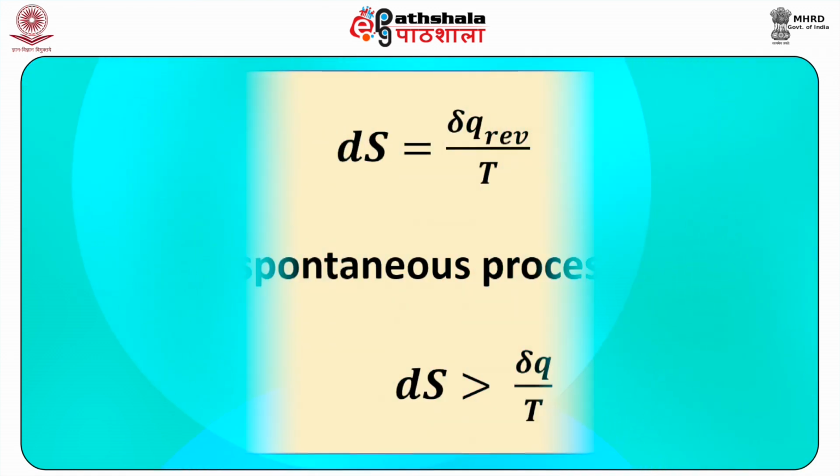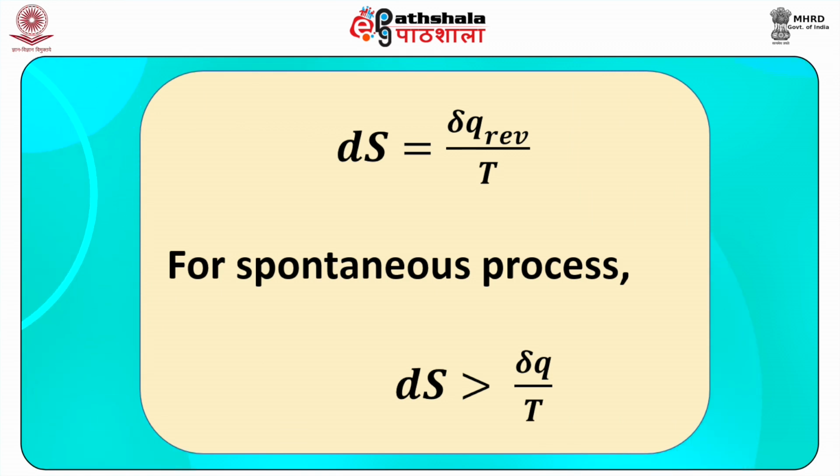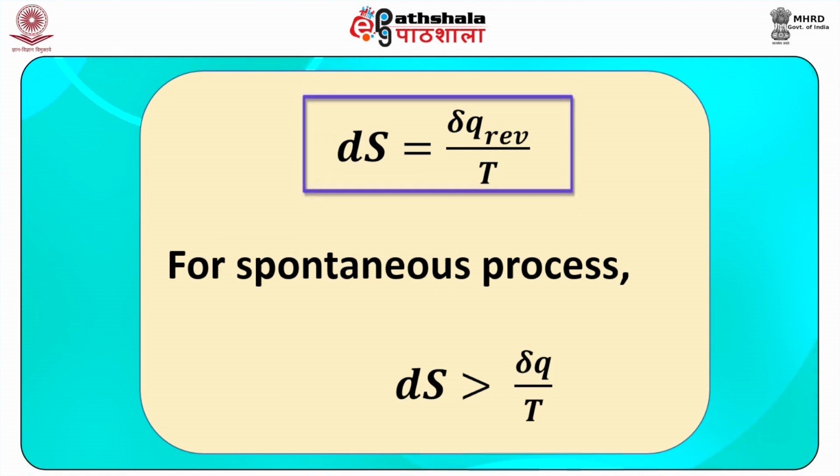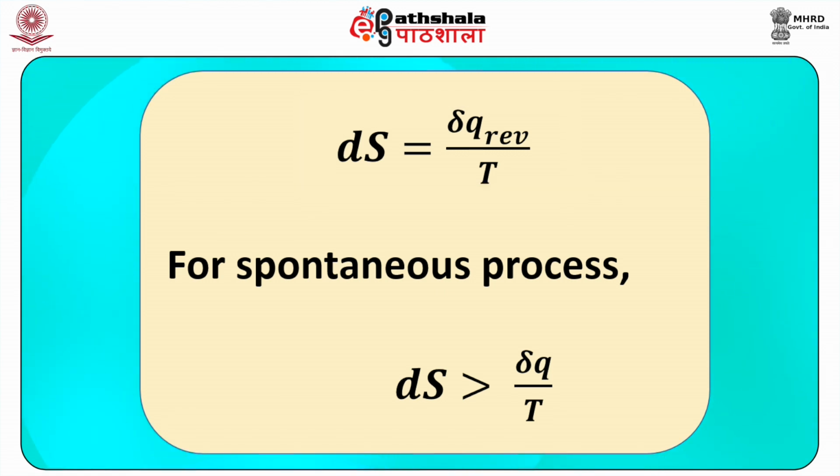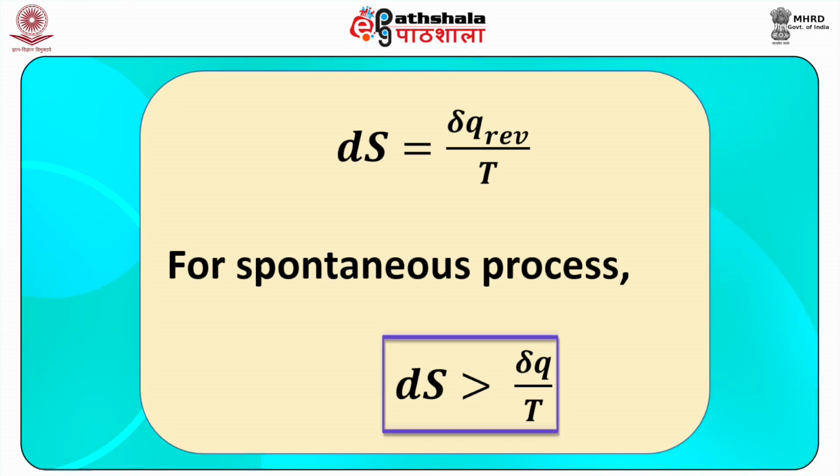In the steady state condition, macroscopic properties like pressure and composition remain the same with time, but dissipative processes continue to change in a system. Infinitesimal change in entropy is defined as dS = δq reversible / T. For a spontaneous process, it is defined as dS > δq/T.